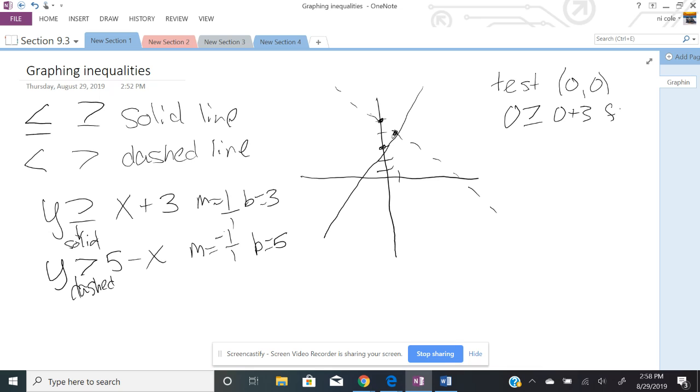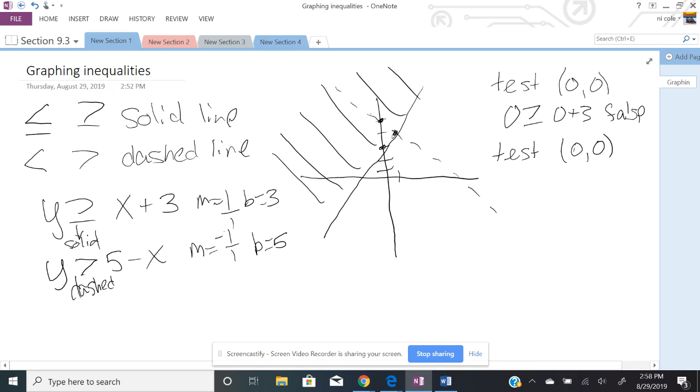And that is false. Okay, when it's false, I look at the point 0, 0. It is on the bottom half of that line, so I have to go to the top half of this line in order to start my shading. Now I'm going to test on my second equation. I'm going to also test 0, 0. Is 0 greater than 5 minus 0? No, that's false too.